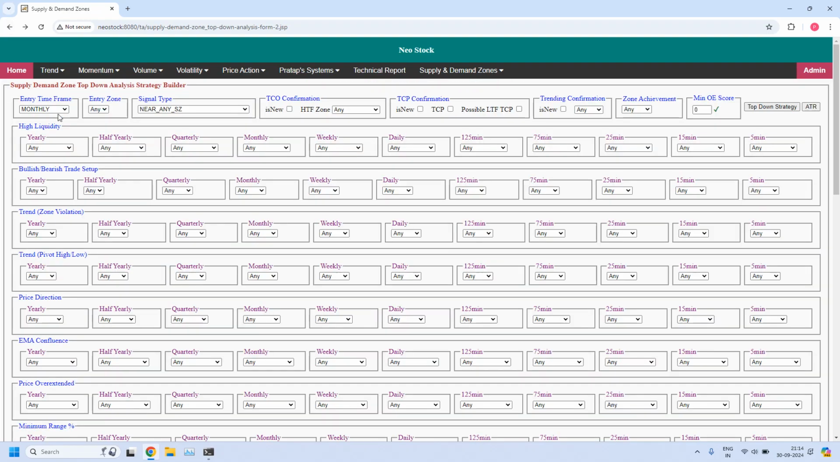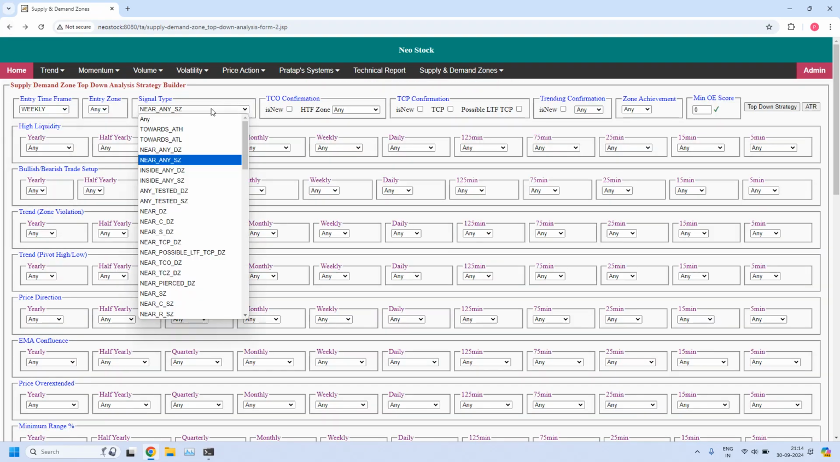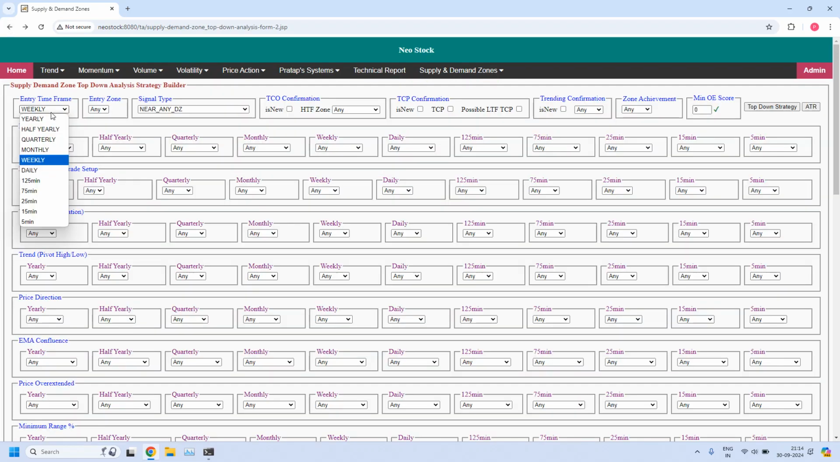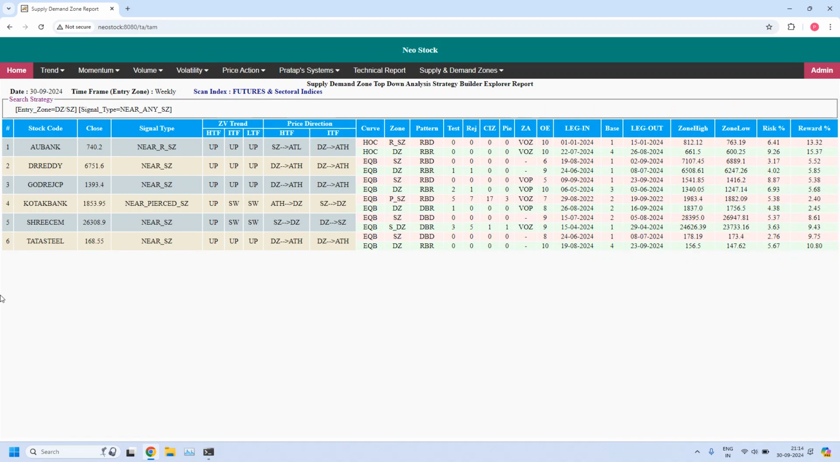Next time frame is weekly. Let us find the stocks near weekly demand zone. 4 stocks are filtered. Next, for weekly time frame, let us find the stocks near weekly supply zone. 6 stocks are filtered near to the weekly supply zone.